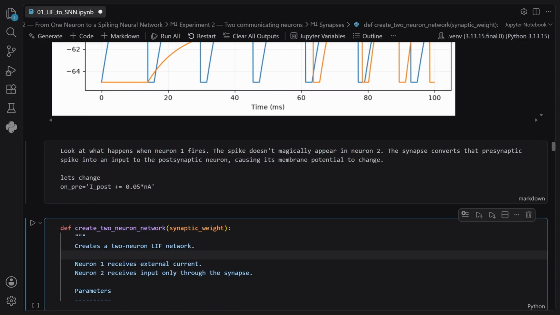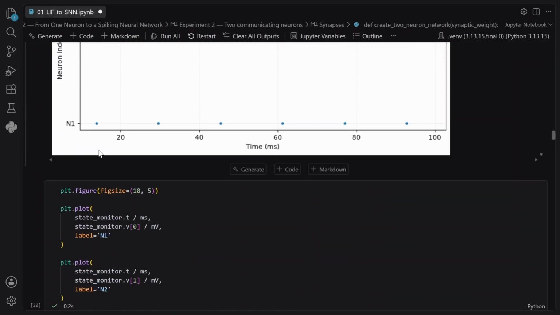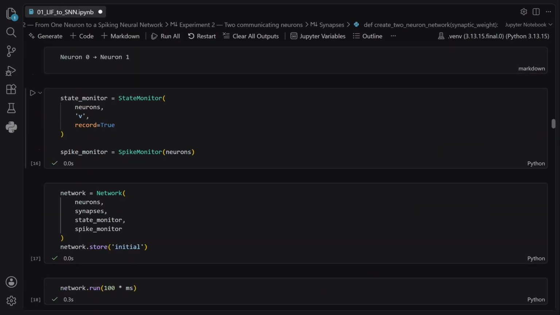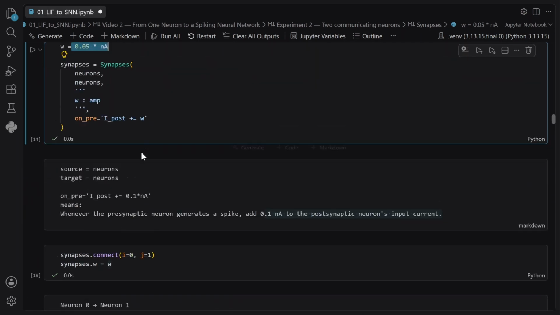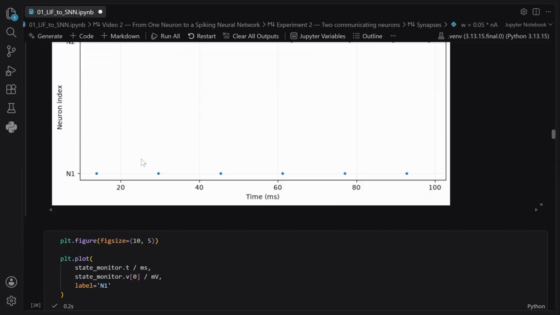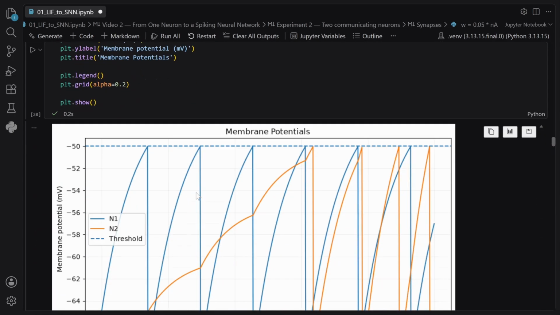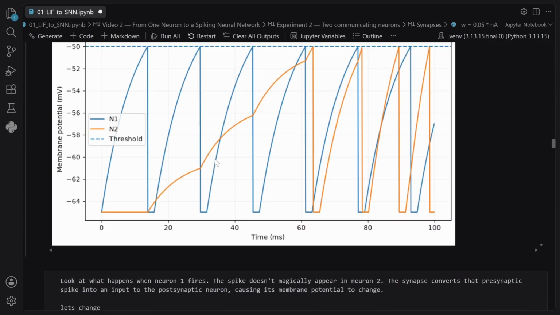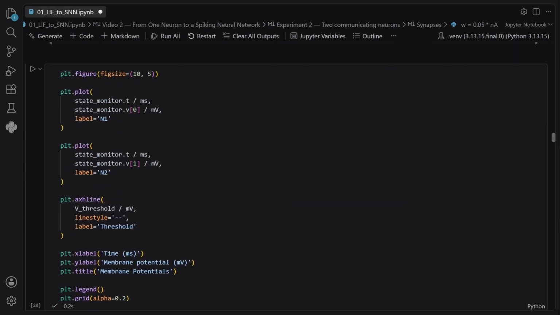So let's do some experiments, right? Let's change our weight. This weight defines how much effect neuron 1 has on neuron 2. So let's change that and see what effects we will have here.